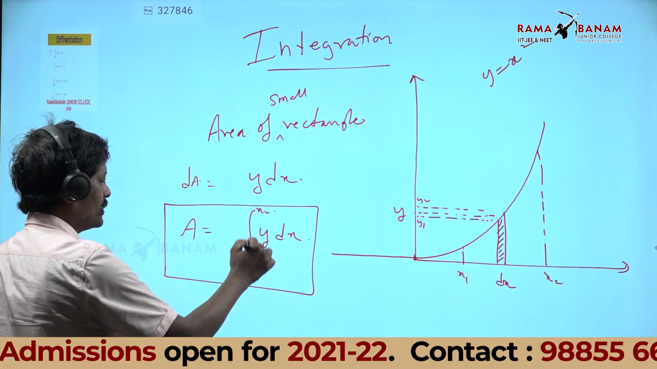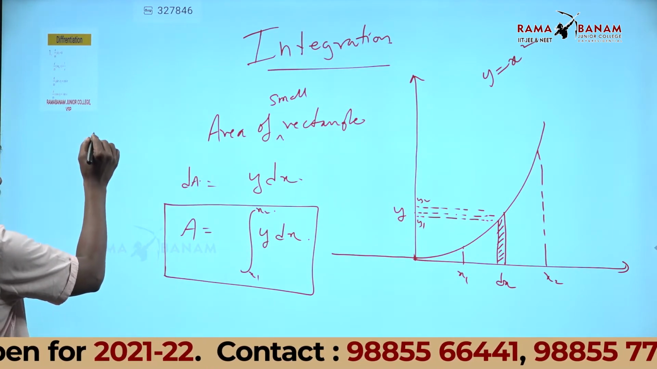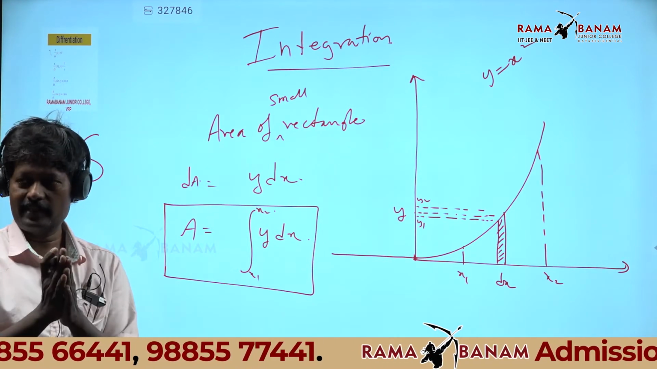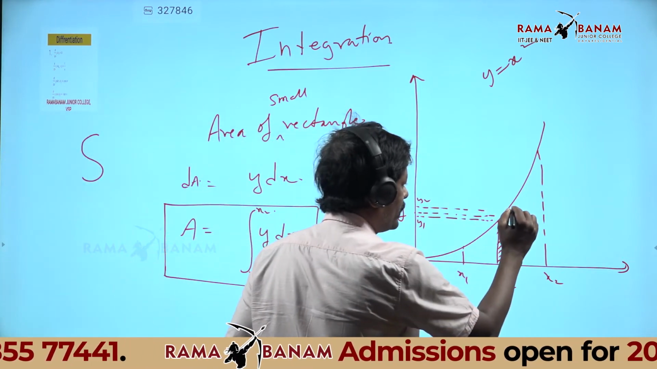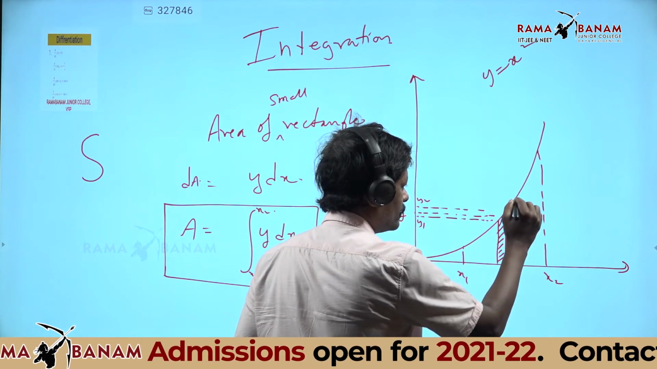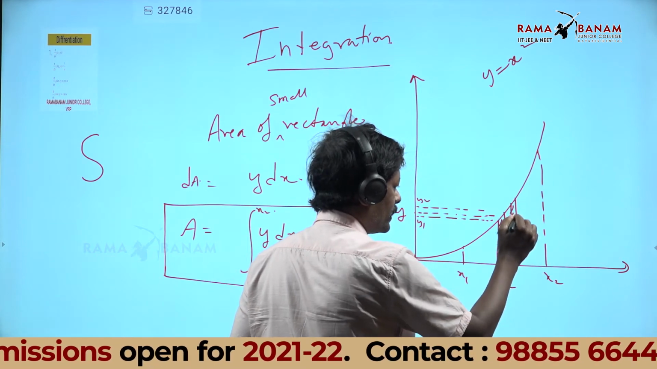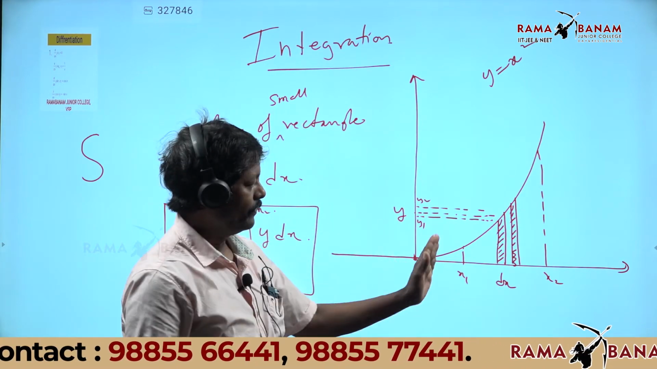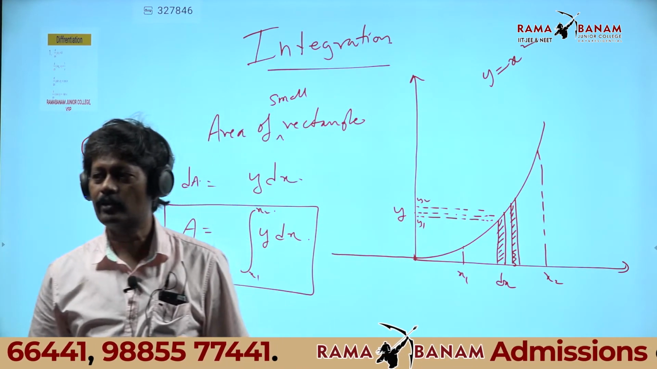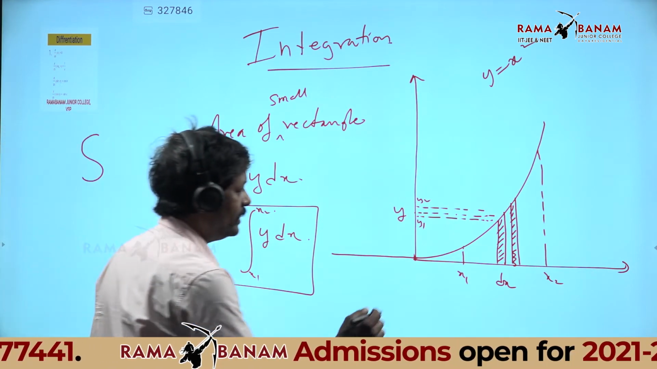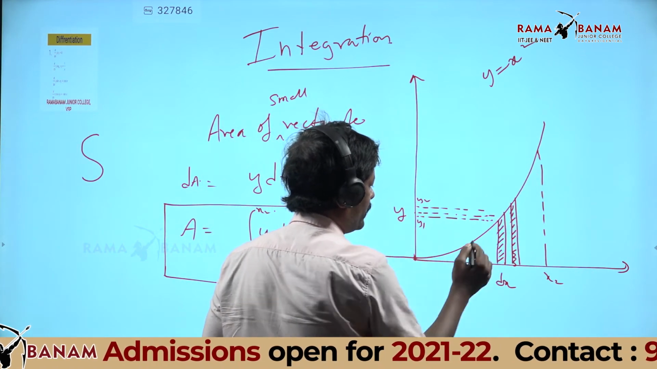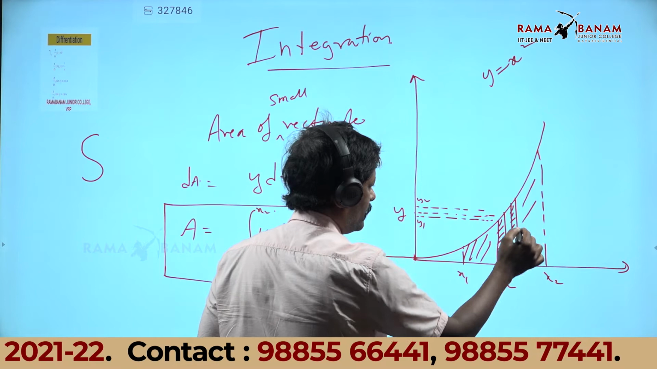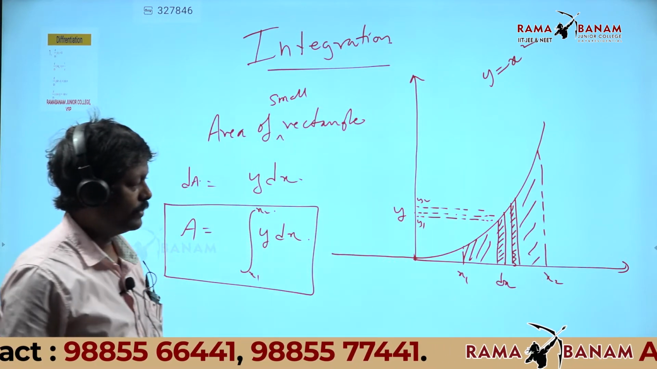What is the symbol for integration you see? Actually it is S. S means sum. Sum means adding. See, I can have one more rectangle here. In between these two, one more rectangle. If I go on adding all the rectangles, I will get the area under this graph. I will get this total area from x1 to x2.